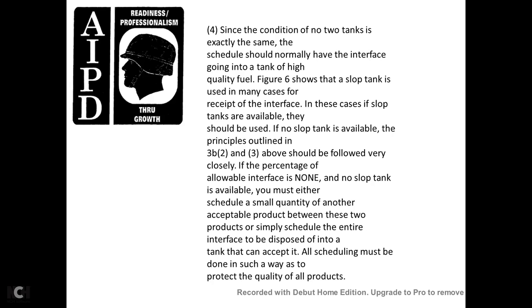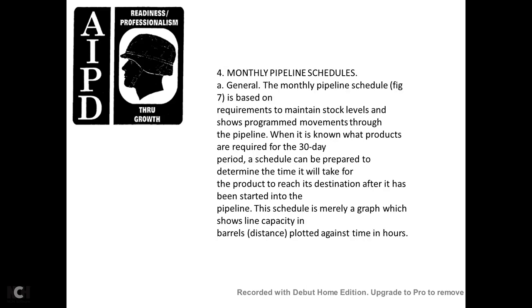The principal outline with the 3B23 above should be varied in closely percentage allowable interface. If no slop tank is available, you must either schedule a small quantity of other acceptable products between these two products, or simply schedule the entire interface into a tank that can accept it. The schedule must be done in such a way as to protect the quality of all the products.